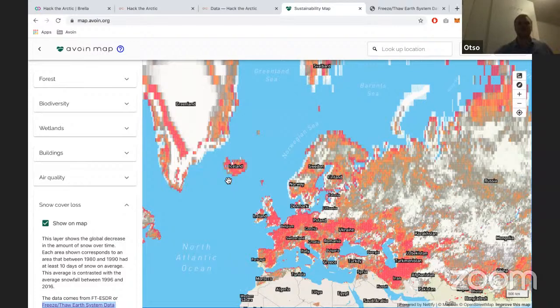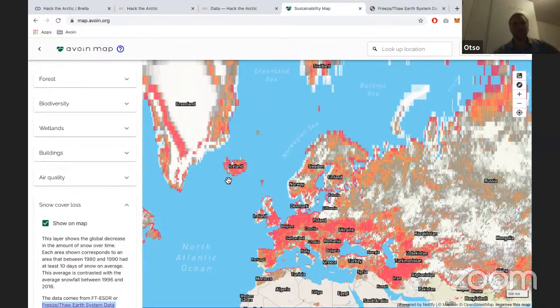Yes, I think now it's a good time to start the presentation. So my name is Otso Valta and I'm chair of Avoin, a Finnish association of IT professionals founded in 2018. And we have this product called Avoin Map, and I'm gonna show you a couple examples of how to visualize scientific data on a map platform.